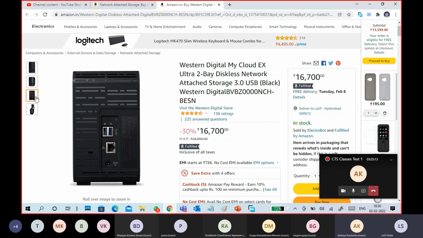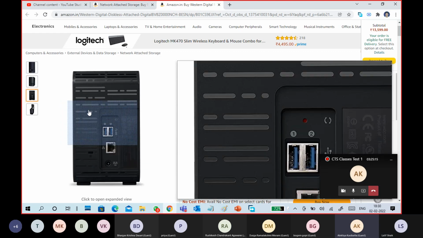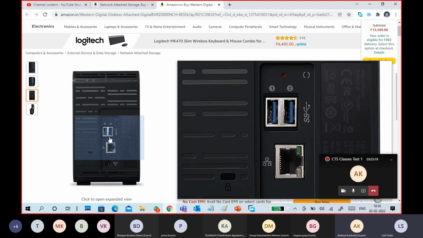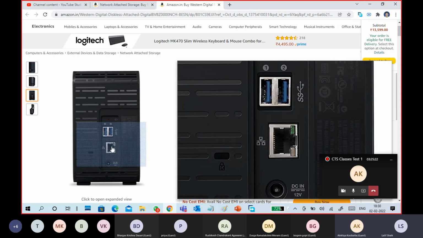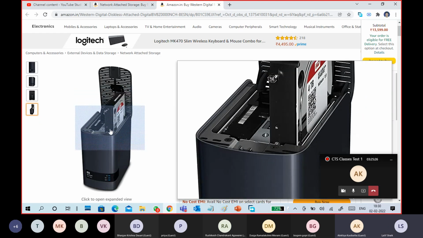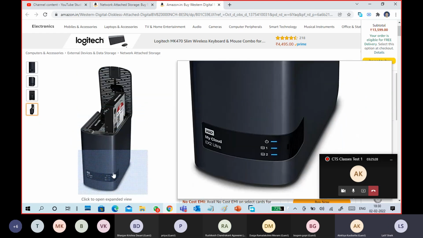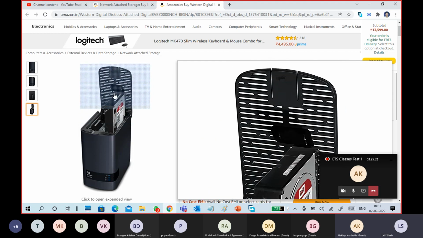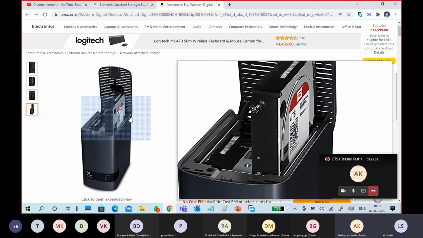Guys, whenever you choose, be careful with the specifications. You can see network connectivity is there. It is not a Wi-Fi type, it's just network connectivity. And you can see the hard disk. How can you insert it? There is no computer, nothing is there, directly. So you open the bay and insert the hard disk.